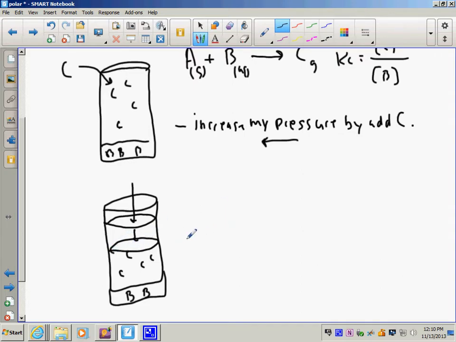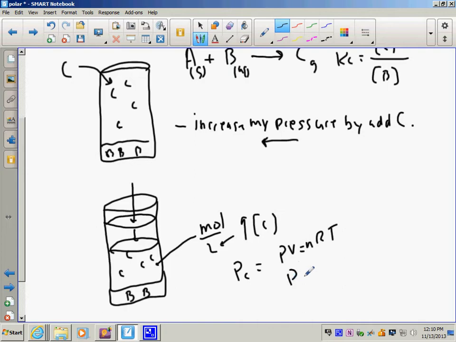Now again, we're measuring the concentration of these guys. I haven't changed the concentration of the B's. It's still the same volume, same number of particles, so that hasn't changed. But C, however, has the same number of moles, but it's in a smaller volume. That's going to increase my concentration of C. And if we were checking partial pressures, the pressure of C is determined by PV equals nRT, so the pressure is equal to nRT over V. By dropping the volume, I can crank the pressure up.